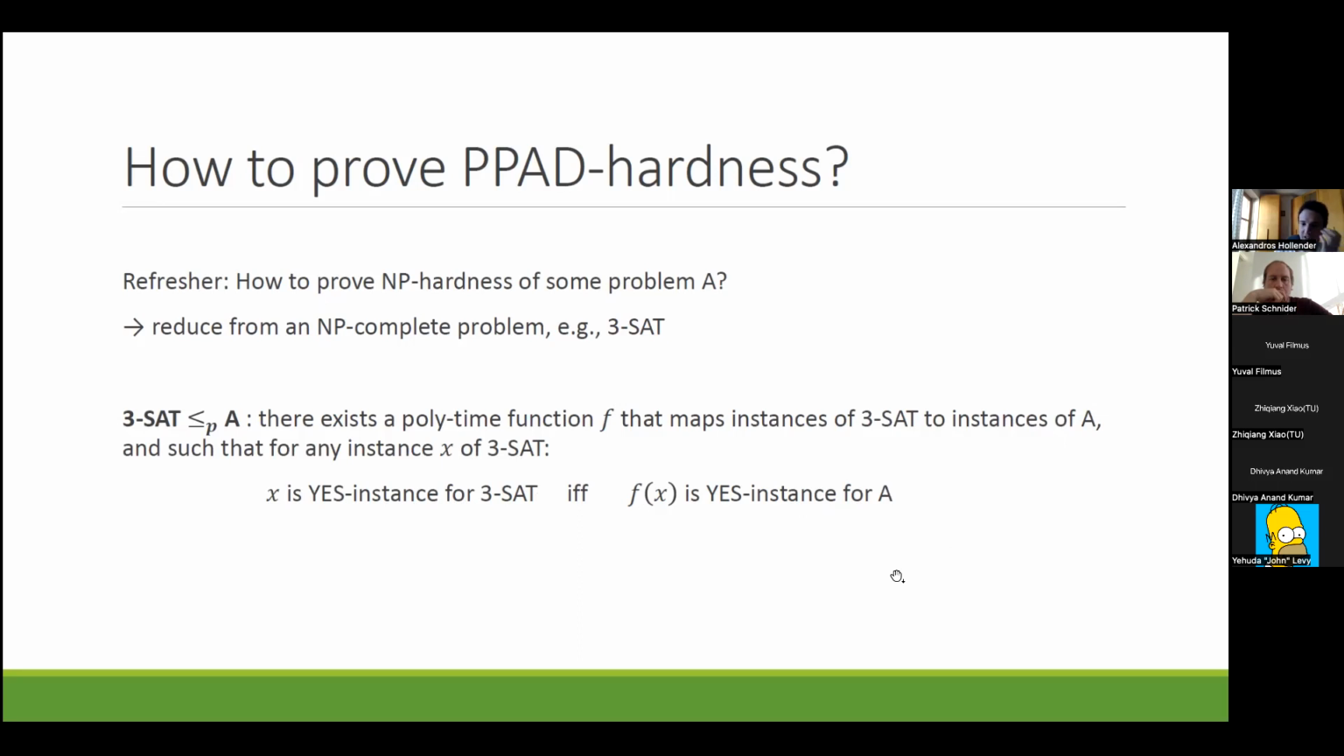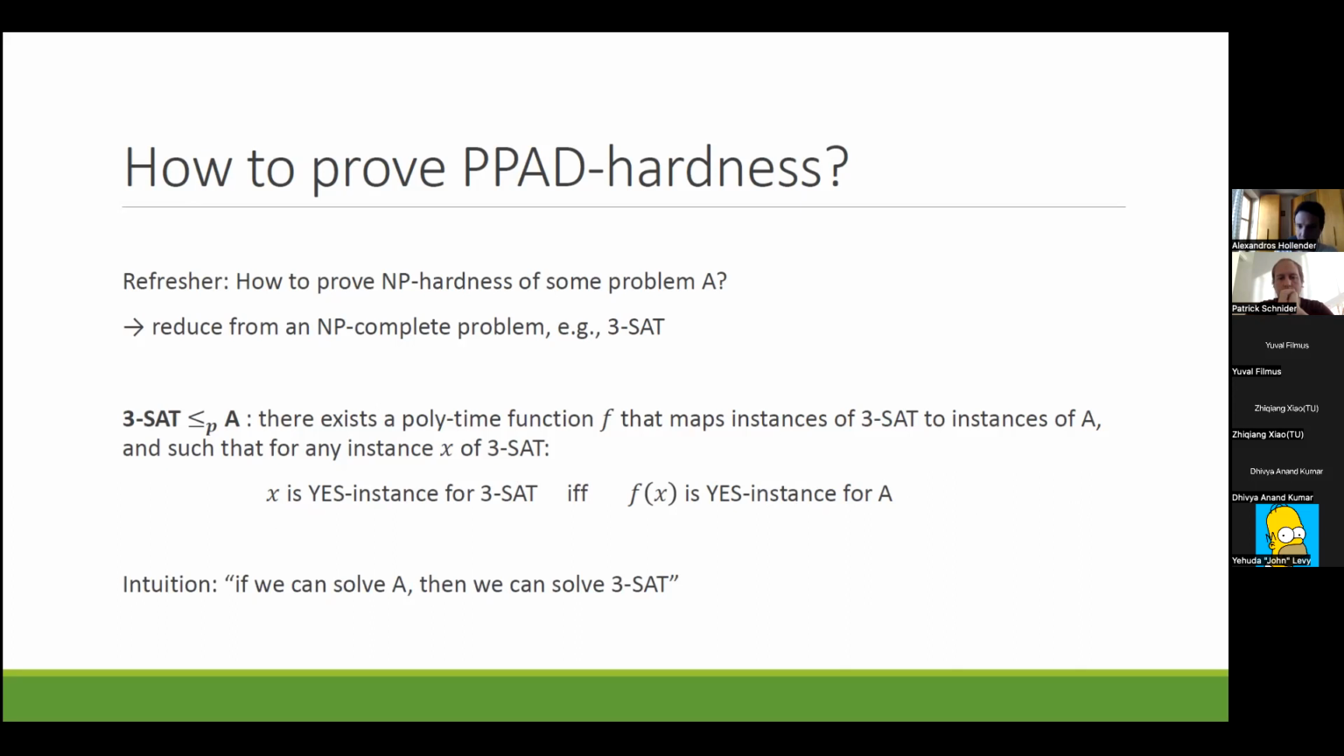Okay, and why is a reduction defined this way? Because you want this intuition to hold. If I could somehow solve problem A, then I would be able to solve 3-sat. And this equivalence here ensures that this is the case. Okay, no matter if f of x is a yes or no instance, you will immediately know if x was a yes or no instance for 3-sat.